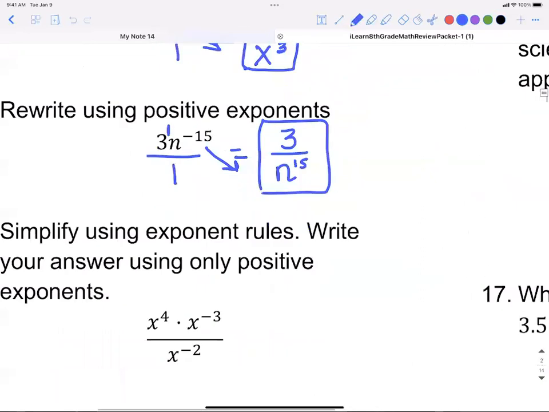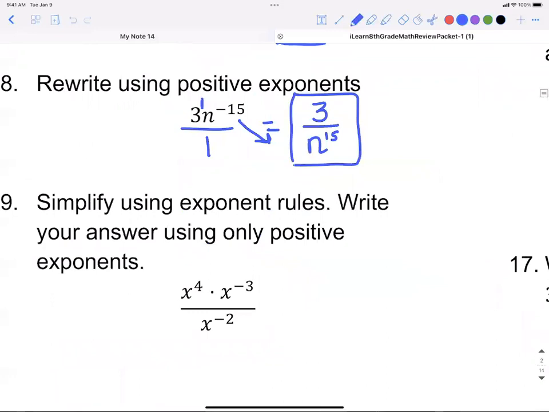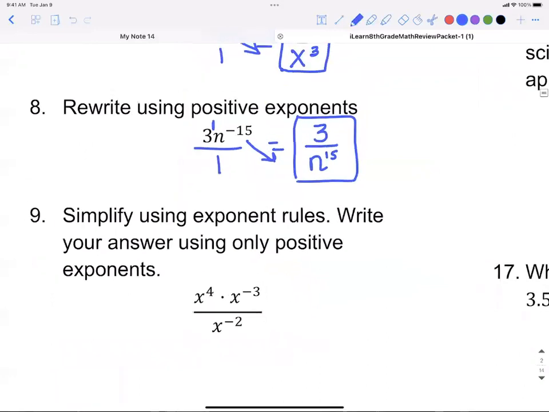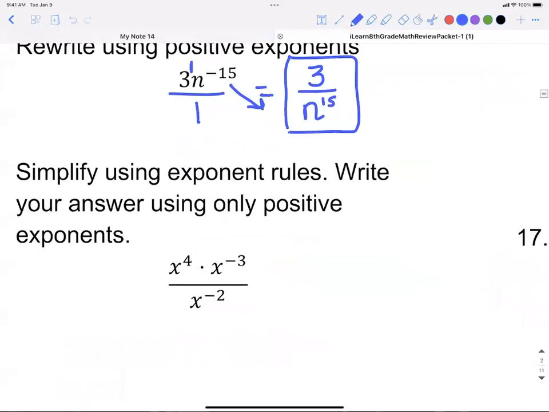All right, simplify using exponent rules. Write your answer using only positive exponents. This is a combination of 1 through 8 on this paper, right? It's kind of using everything. The first thing we're going to do is get rid of all the negative exponents by rearranging our equation. So x to the 4th doesn't need to be moved because it's positive.